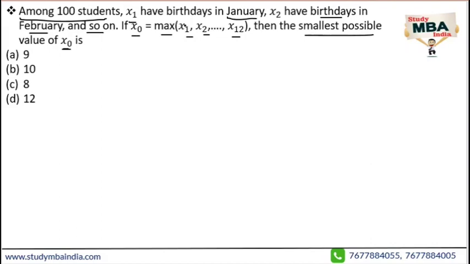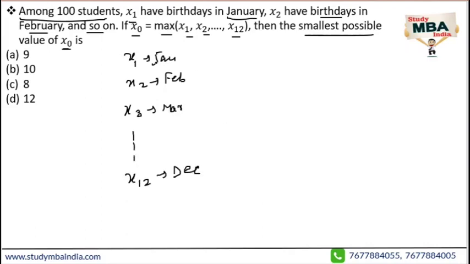So for calculating the smallest possible value of x naught, the maximum of this, we have to make x1, x2 till x12 as close as possible, or we can say equal if possible, right? So we know there are 12 of them in total: x1 will be January, x2 will be February as given in the question, x3 will be March, and like this x12 will basically be December. So we'll divide 100 students equally among these 12.